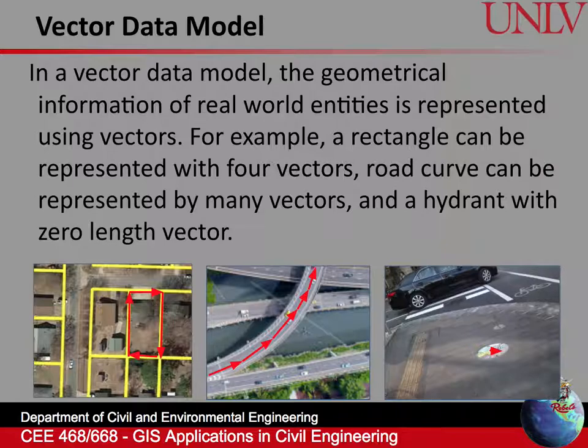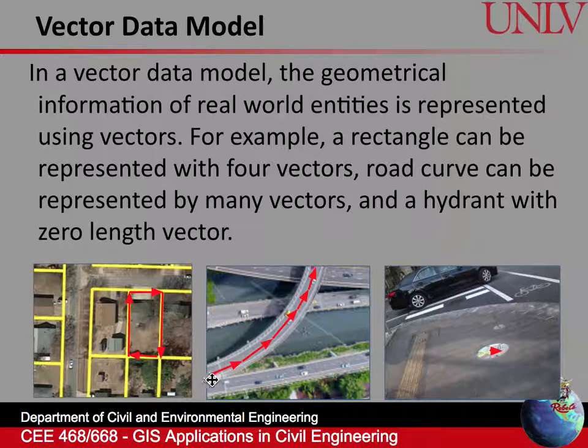In particular, the vector data model has its geometrical aspects, where the geometrical information of the real world is represented using vectors. For example, if we have a rectangular parcel boundary in a city, then a rectangle can be represented by 4 vertices or 4 points connected to each other in such a way that they form a rectangle. And so we get 4 vectors that form this particular rectangular entity on the ground.